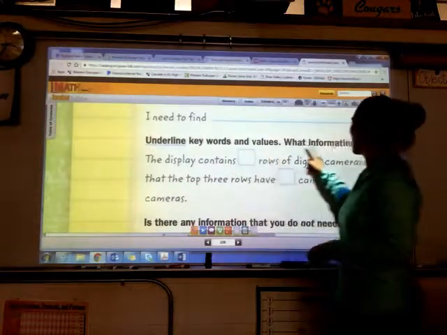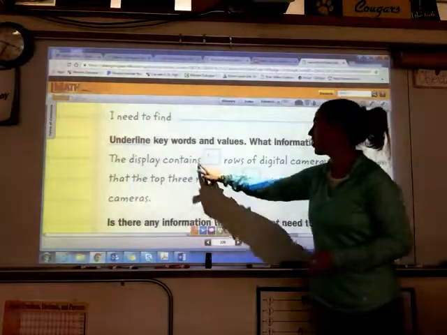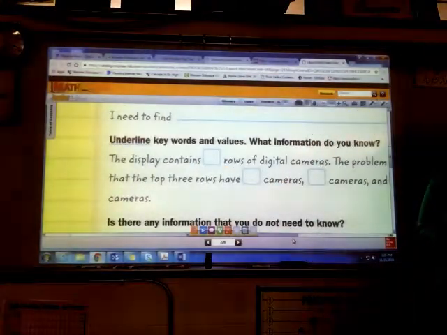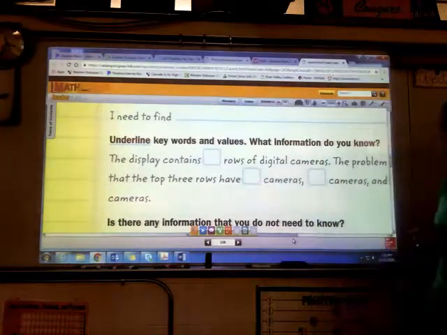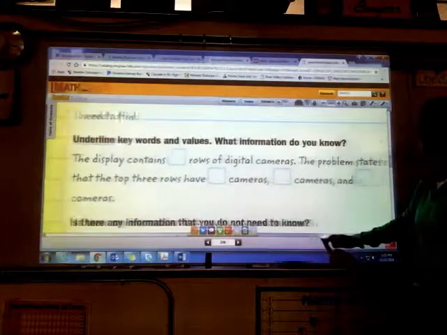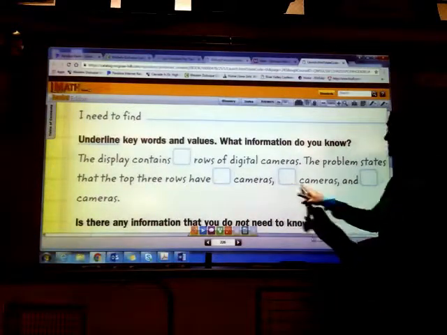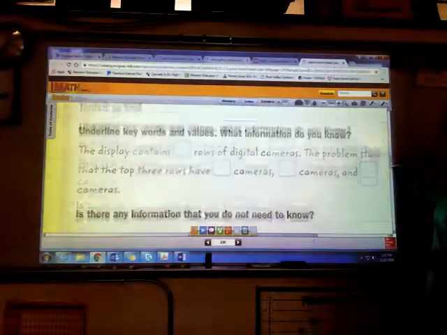Underlining keywords and values, what information do we need to know or do we know? So we can fill this in. The display contains, and we know that it contains, 7 rows of digital cameras. The problem states that the top 3 rows have 4, 6, and 8 cameras. Again, we're getting that from our problem, case number 2.